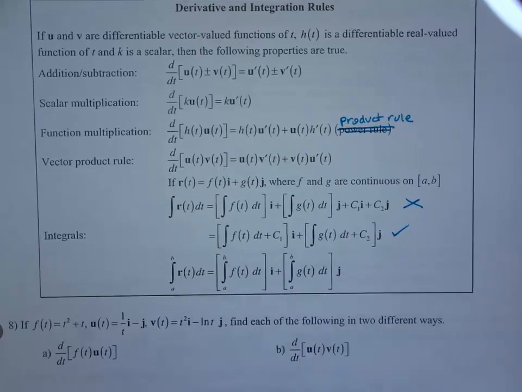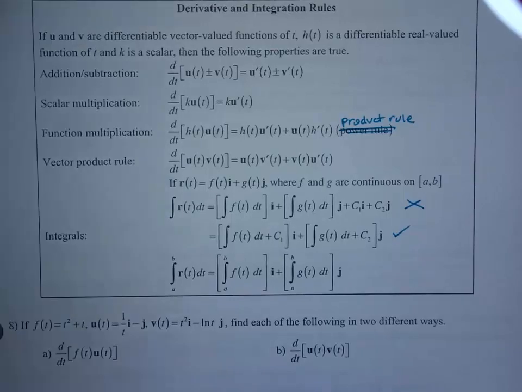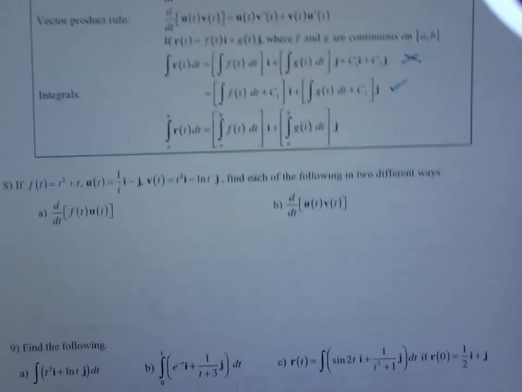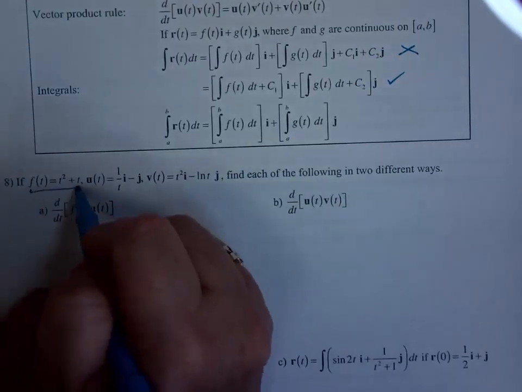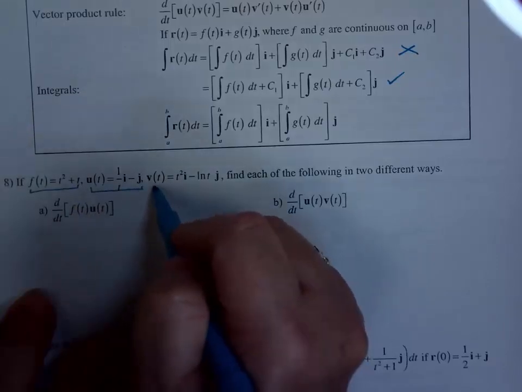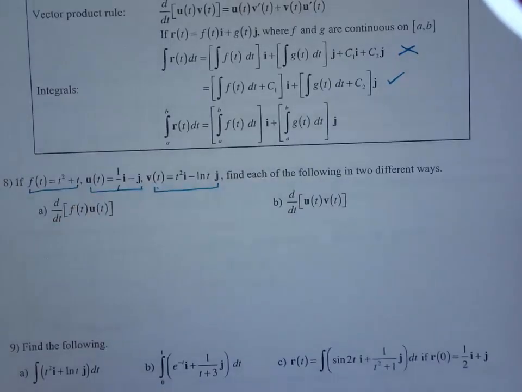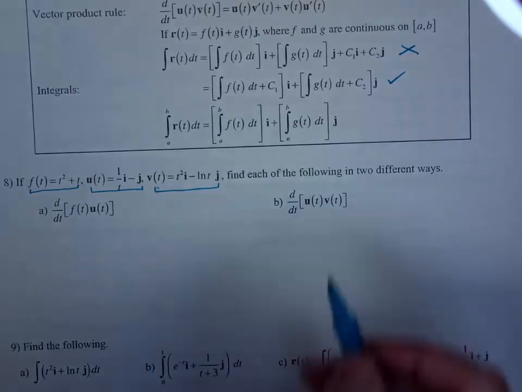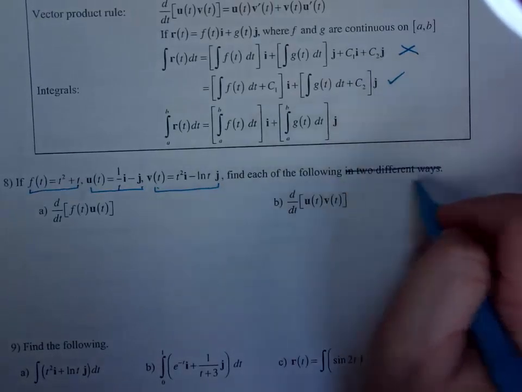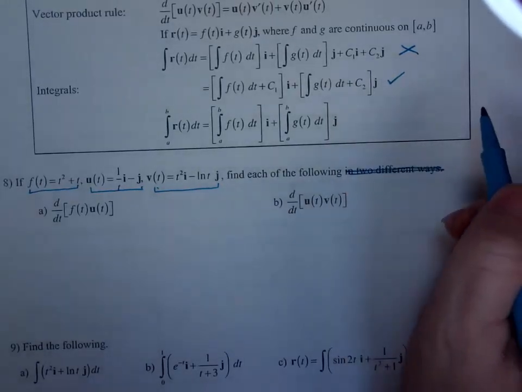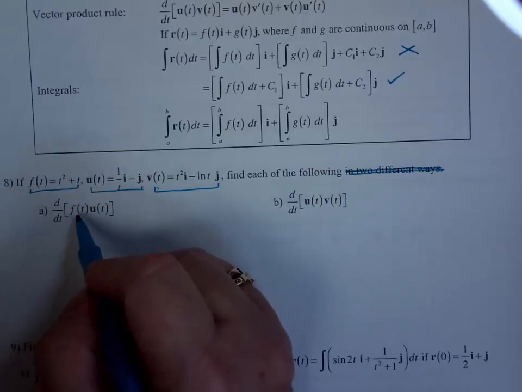All right, let's do a couple of these. We have f of t right here, u of t here, v of t here. I like to do that just because it gets all jumbled together. So many letters. Find each of the following. We're going to do it in one way, not two different ways. It takes too long. We're going to take the derivative of a function times a vector.